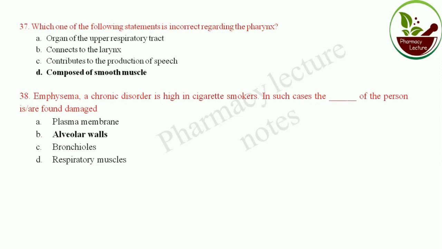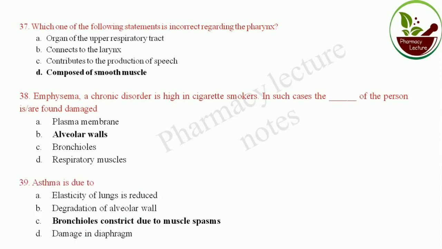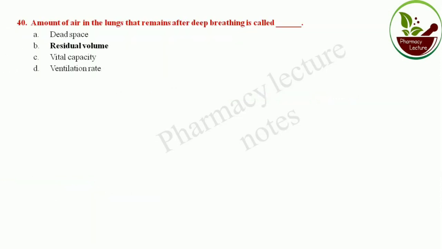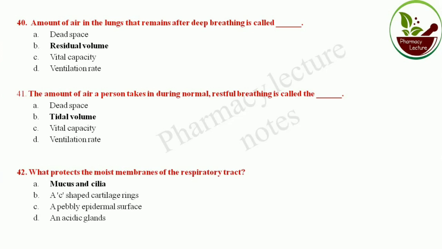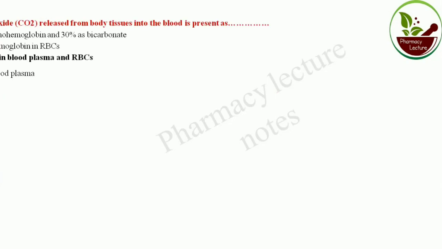Then emphysema, a chronic disorder, is high in cigarette smoking. In such cases, the alveoli walls are found damaged. Asthma is due to bronchioles constricting due to muscle spasm. The amount of air in the lungs that remains after deep breathing is called residual volume. The amount of air a person takes during normal restful breathing is called tidal volume. What protects the moist membrane of the respiratory tract? That is mucus and cilia.